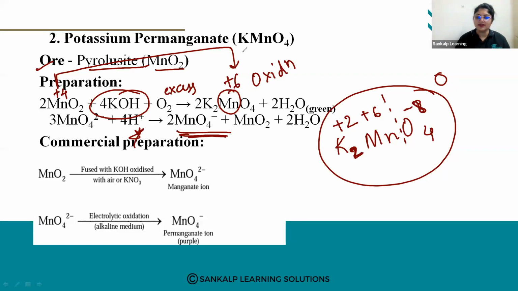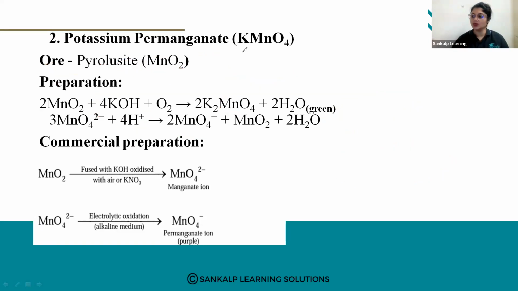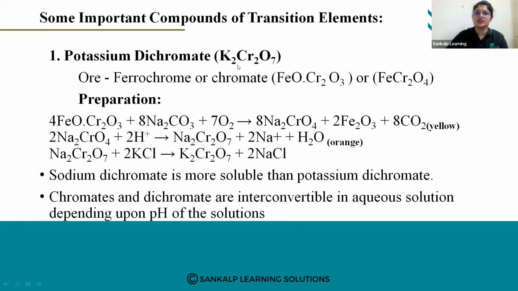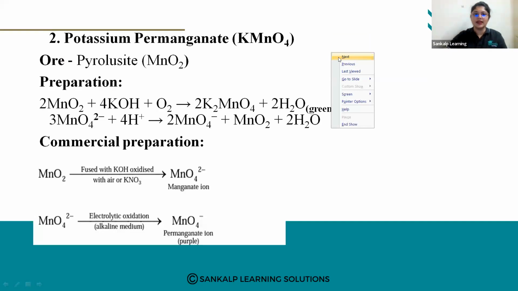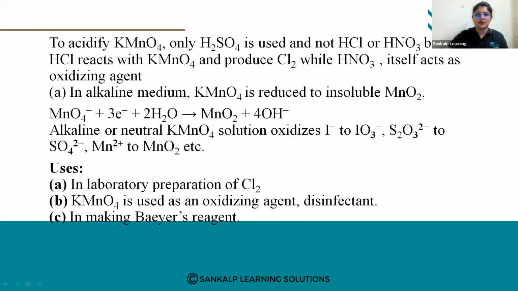So in brief, we will be discussing these two in the next class. For today, this much is enough, I guess. Any doubts you can ask me. For the structures, I'll do the structures in the next class only. So this one and the previous one, potassium dichromate and potassium permanganate, and we have one more. These we will do in the next class.